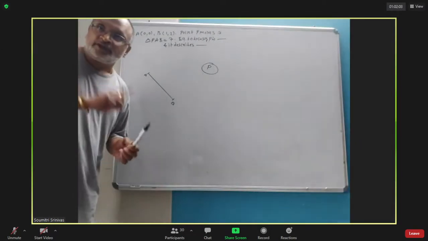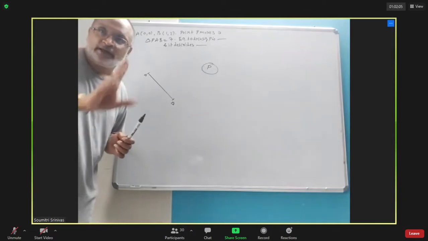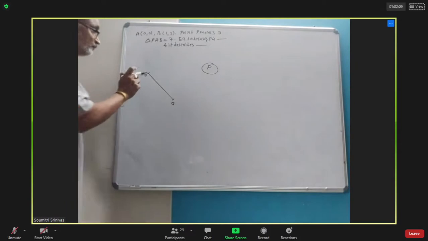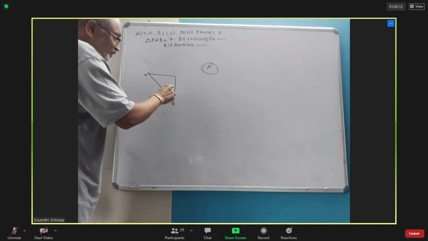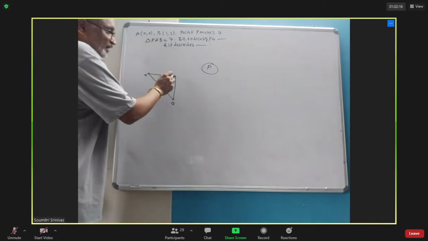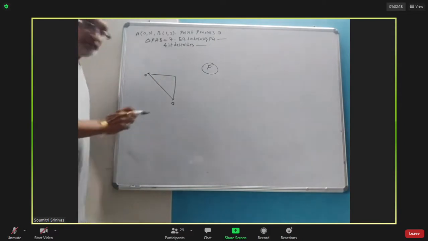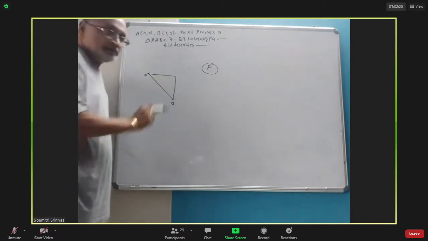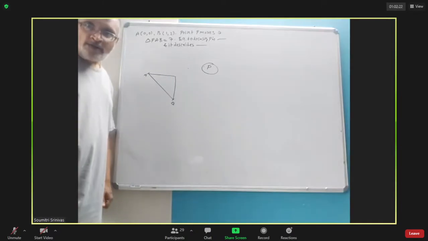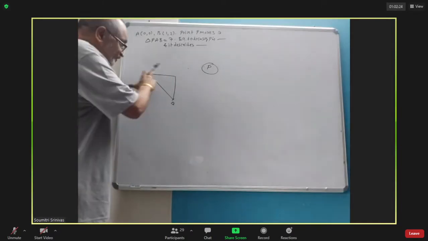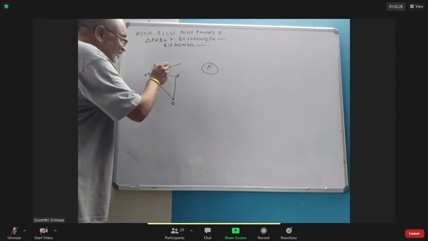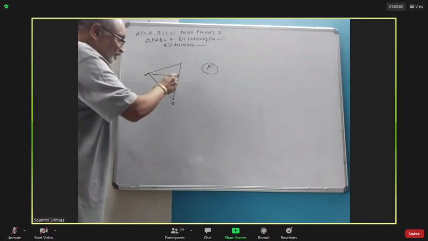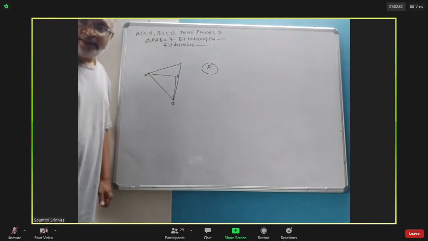I told P, look, Mr. P, with respect to A and B, you form a triangle. The area of that triangle should be alpha. Okay, P has come here. Triangle area is alpha. Can P go here? If this triangle area is alpha, will this triangle area be alpha? Tell me. Yes, sir.